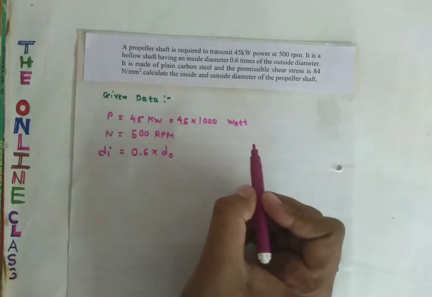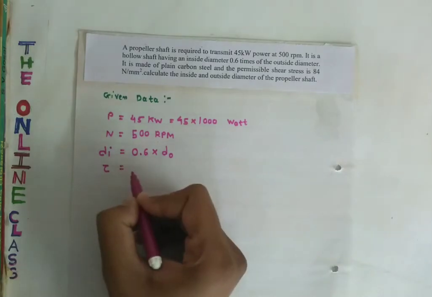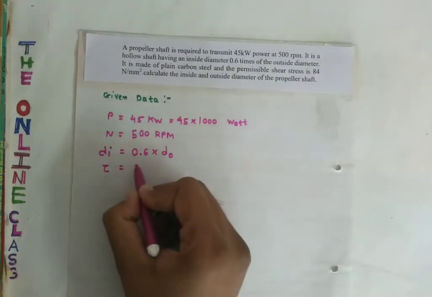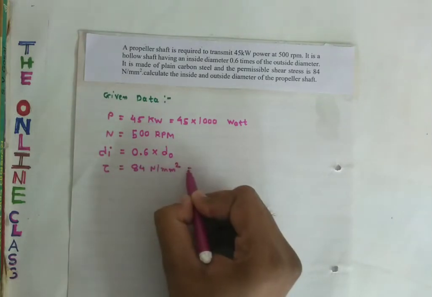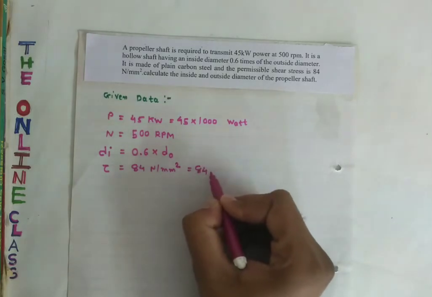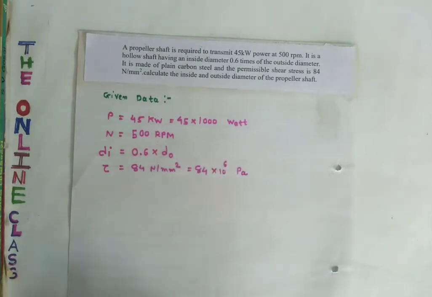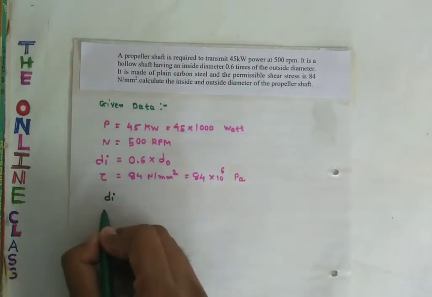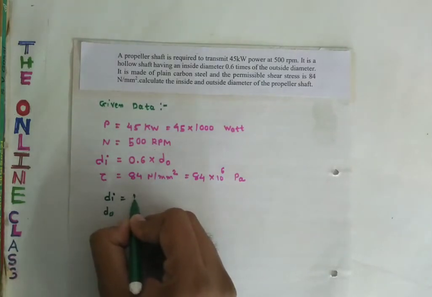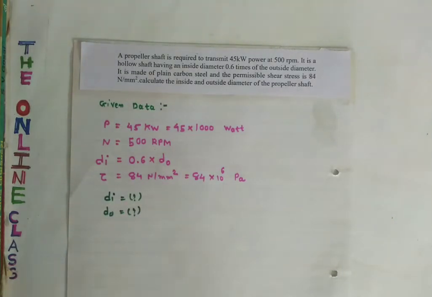The shaft is a hollow shaft and its permissible shear stress, meaning safe shear stress, is 84 Newton per mm square. Convert into Pascal: 84 into 10 raised to 6 Pascal. So we have converted the given data. Then what we have to find? We have to find internal diameter and outer diameter, both diameters.